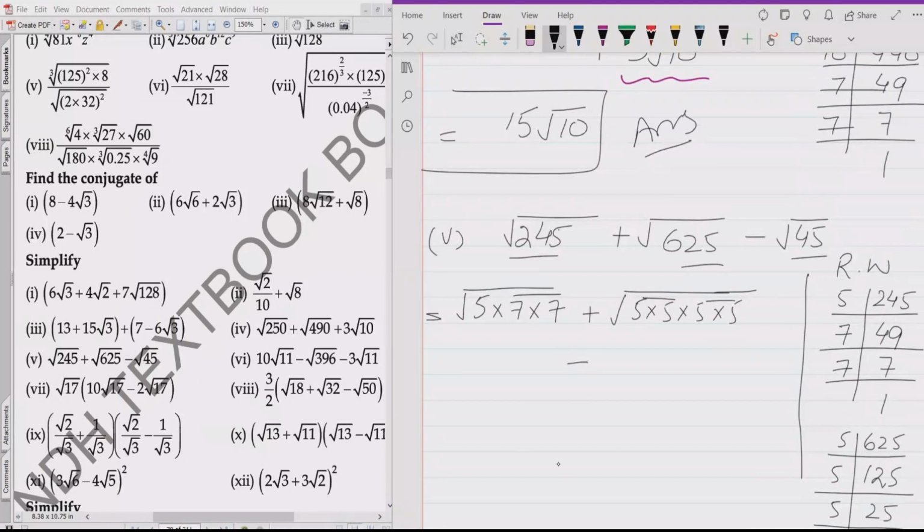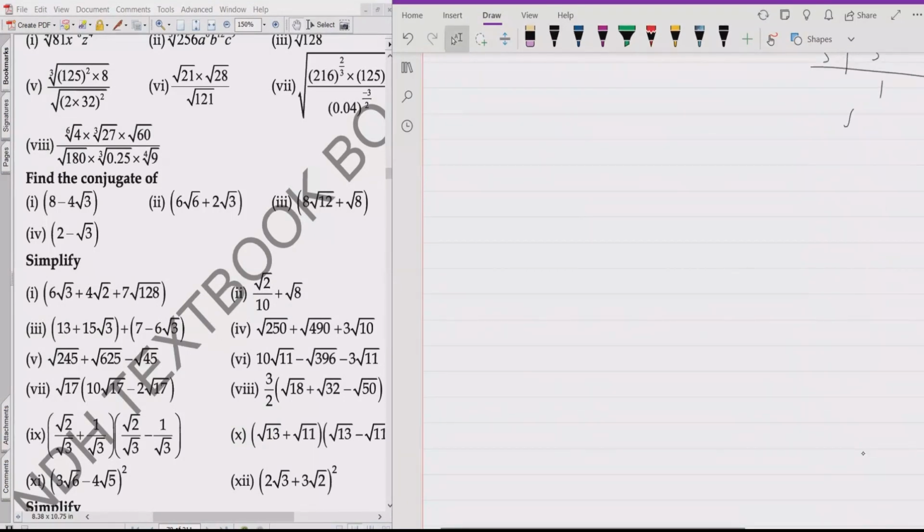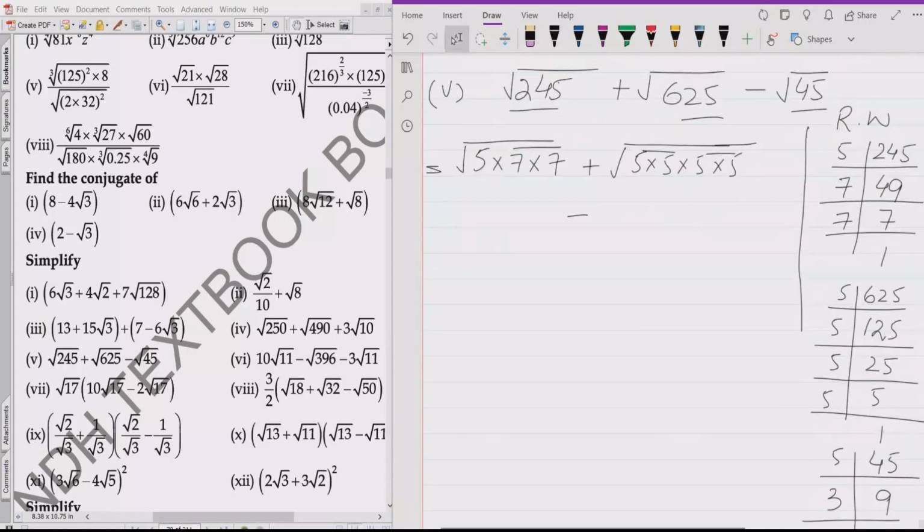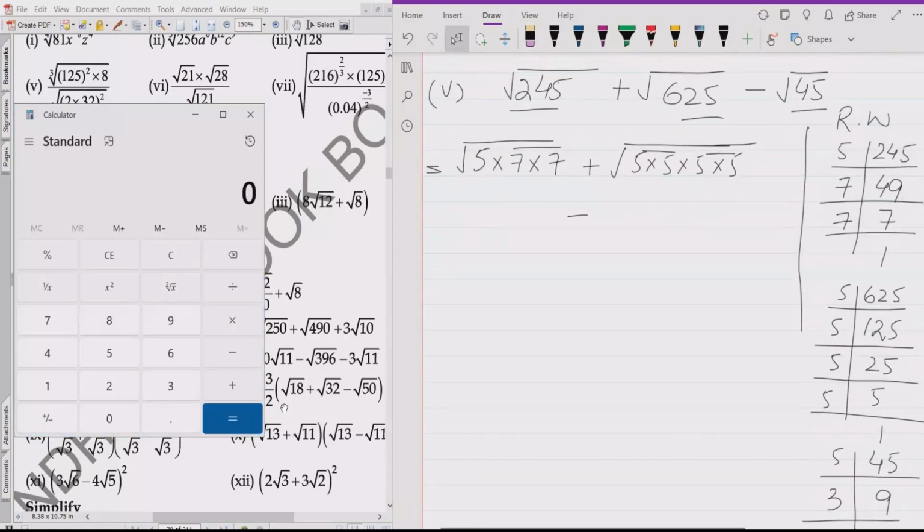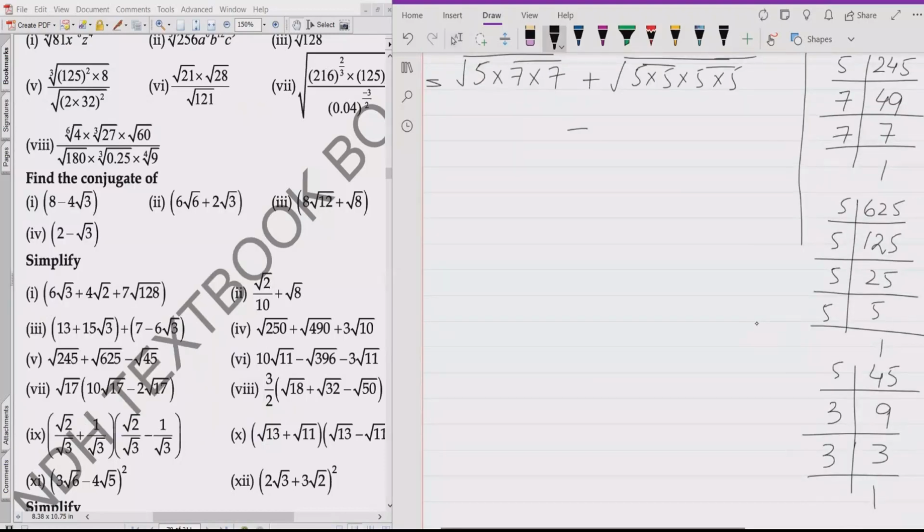Now here we will simplify 45. 5 9s are 45, and then 3 3s are 9, and 3 1s are 3, right? Okay, now we have 5 multiplied by 3 multiplied by 3.